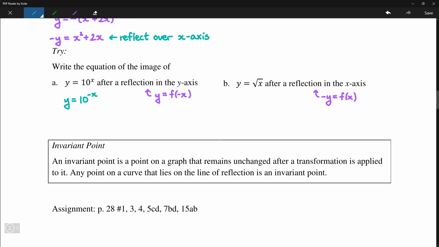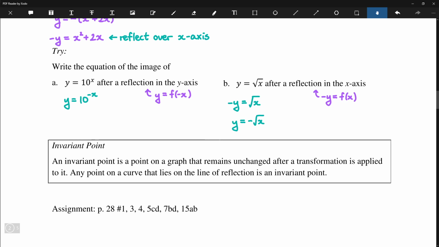And on to part B, this could be written as either negative y equals the square root of x, or simply y equals negative the square root of x. Either or is acceptable.